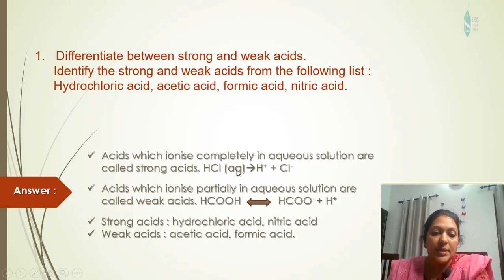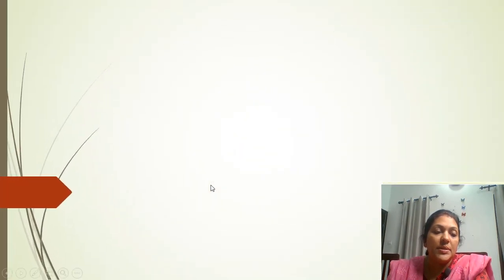While a weak acid like methanoic acid only partially ionizes into positive and negative ions. This double arrow indicates partial ionization. See here in this example, methanoic acid will split into methanoate ion and H plus ions. But remember, only few molecules will split like this. The rest of the molecules will remain as molecules itself. From the given list, strong acids are hydrochloric acid and nitric acid, and weak acids are acetic acid and formic acid. Moving to the next question.